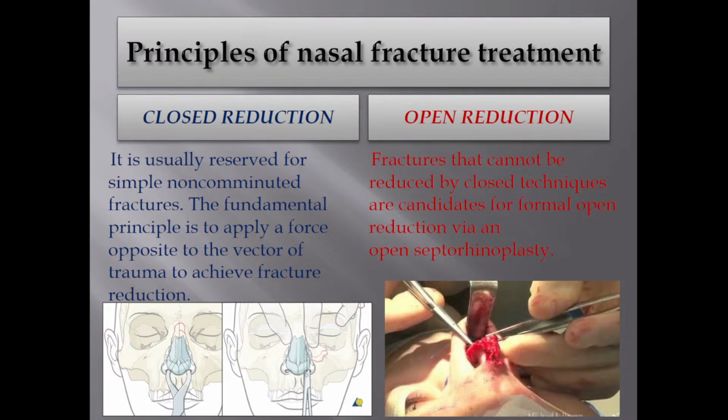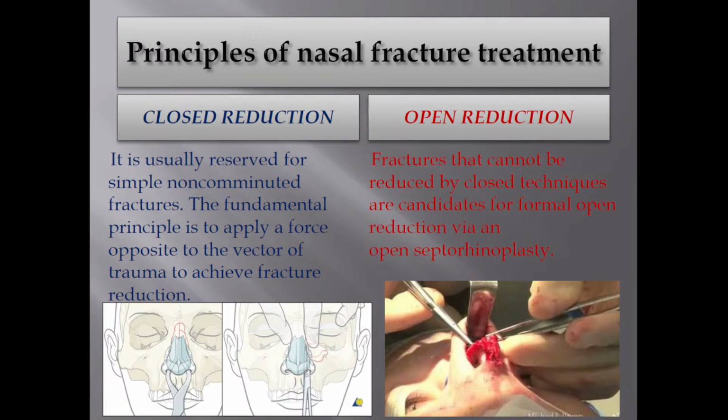Most closed reductions don't require internal splints, but they have been used in comminuted fracture, septal dislocation, and with inwardly collapsing nasal bones. Open reduction: fractures that cannot be reduced by closed techniques are candidates for formal open reduction via open septal rhinoplasty, or after an unsuccessful closed reduction. Of course, we have to do open reduction. Sometimes the injuries to bones and cartilages may be complex, and fixing one without the other will lead to the patient having nasal breathing issues. The greater exposure and direct visualization is a major benefit over closed reduction.